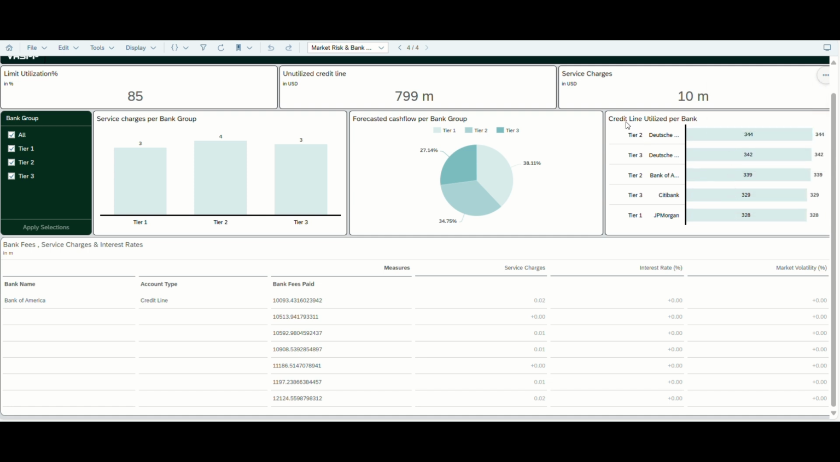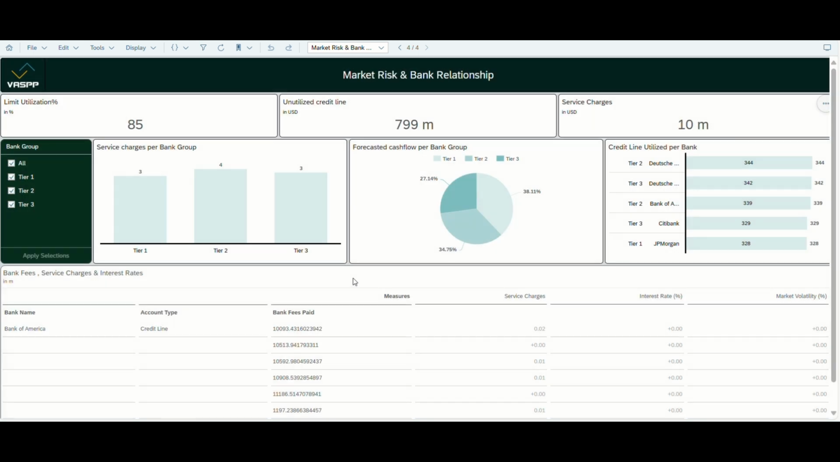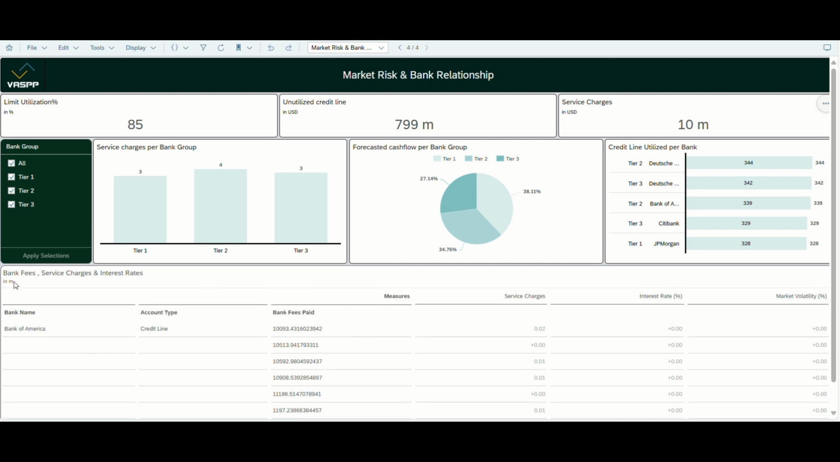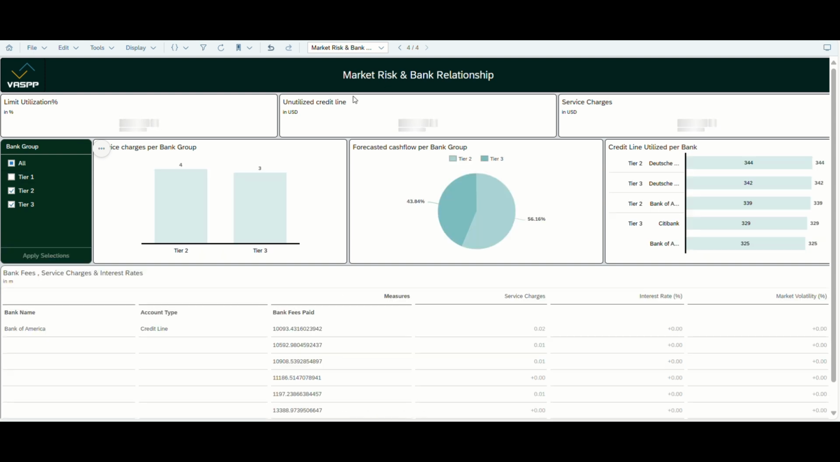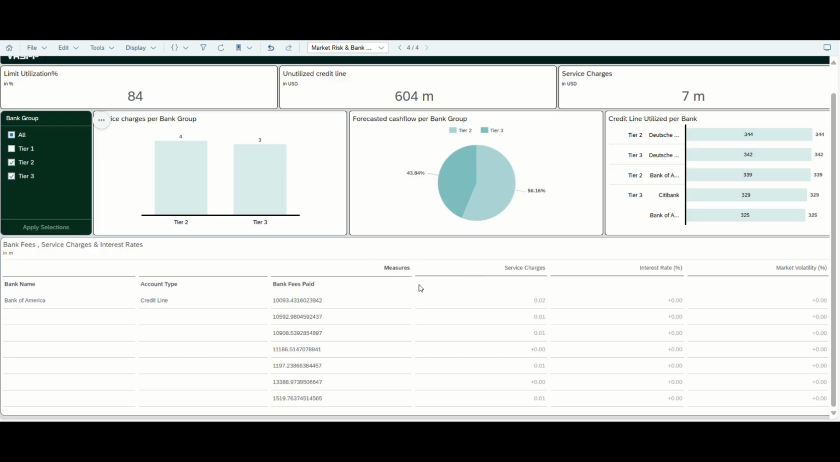Finally, detailed views on bank fees, service charges, and interest rates bring transparency to your banking costs and debt pricing. A filter by bank lets you drill down into specific institutions, tailoring your analysis to your precise needs. This page empowers Treasury teams and financial decision-makers with transparency and control over market risks and banking costs, enabling strategic, data-driven management of your banking relationships.